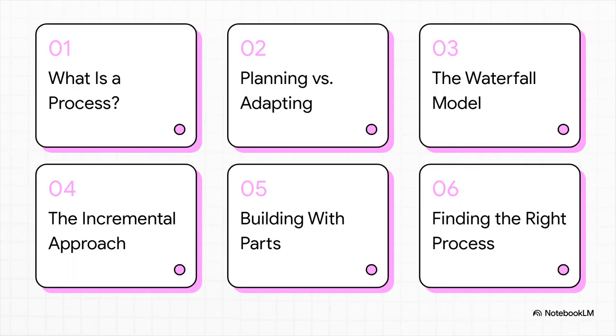So here's our game plan for this explainer. We'll start with the two big competing philosophies: to plan everything or to adapt as you go. Then we'll check out three classic models: the waterfall, the incremental approach, and the reuse model. And we'll wrap it all up by figuring out how you find the right process.